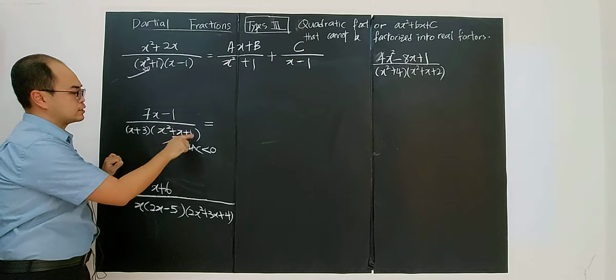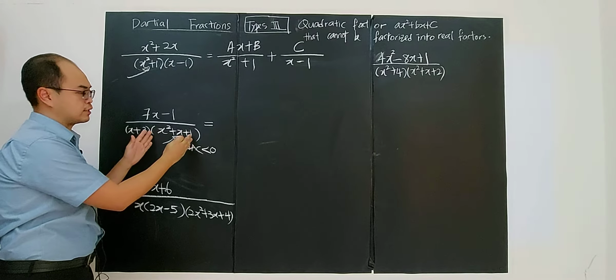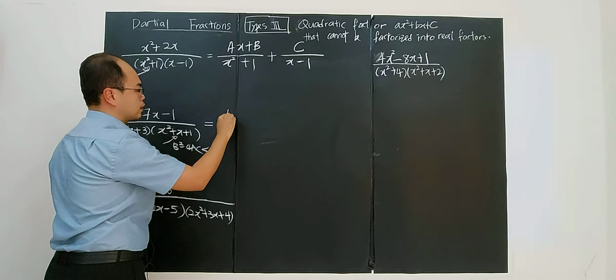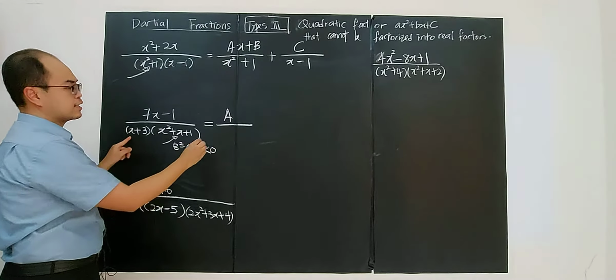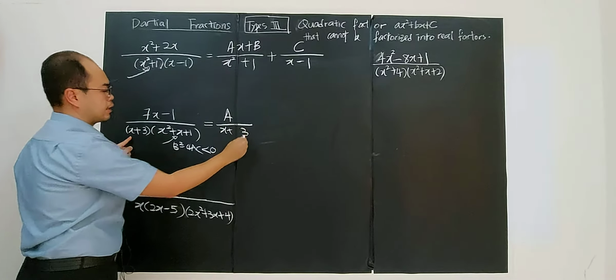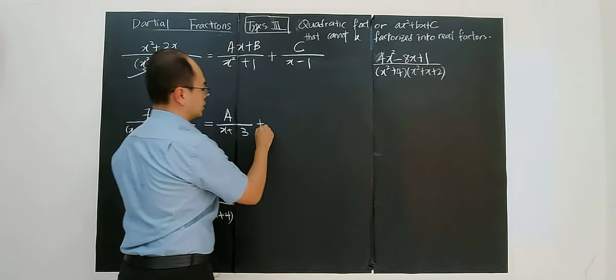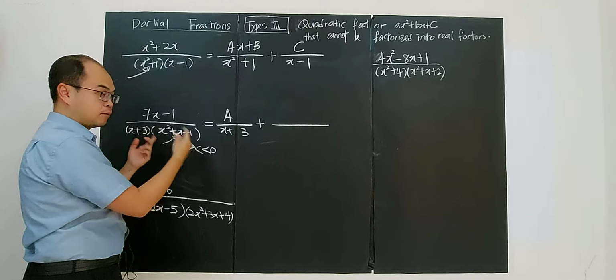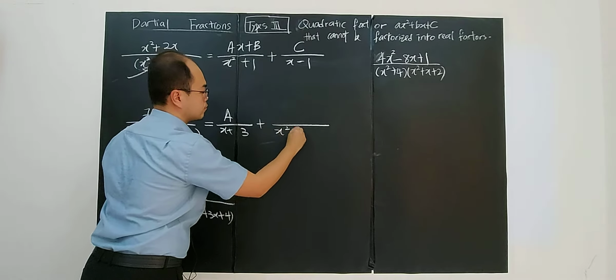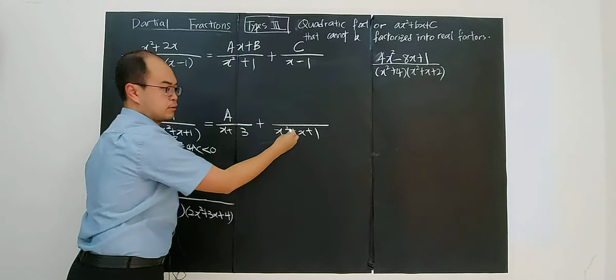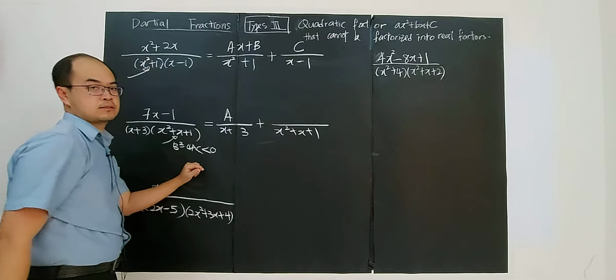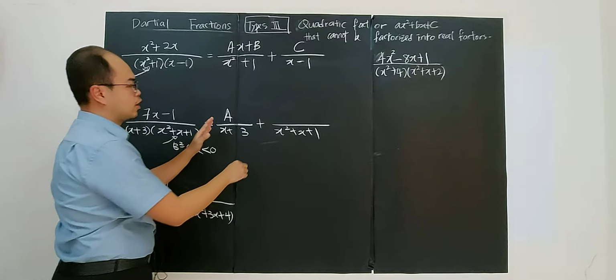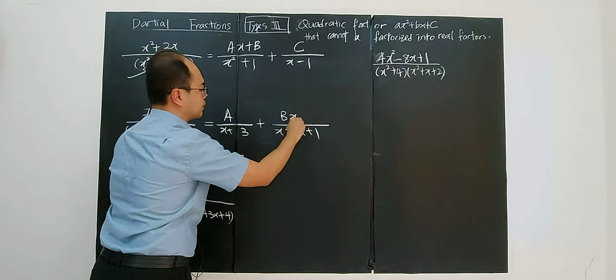I have taught you just now, you cannot factorize these quadratic factors. So then you have to put a over this linear factor, x plus 3. So plus, because this one cannot be factorized into two linear factors, I have to write this as a quadratic factor. So of course, I have to add a bx plus c here.